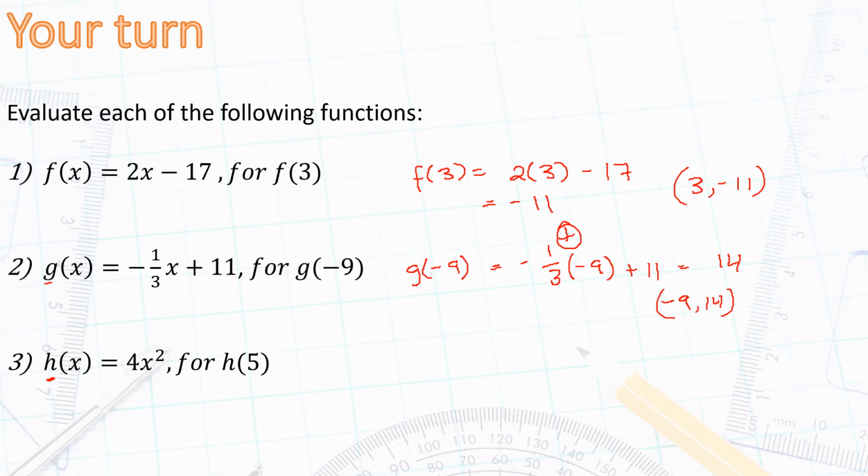And the last one, h of x, we're doing h of 5. So h of 5 is equal to 4 times 5 squared. Order of operations, exponents come before multiplication in PEMDAS. So we're going to square this first. 5 times 5 is 25, times 4 is 100. So our coordinate is at (5, 100).